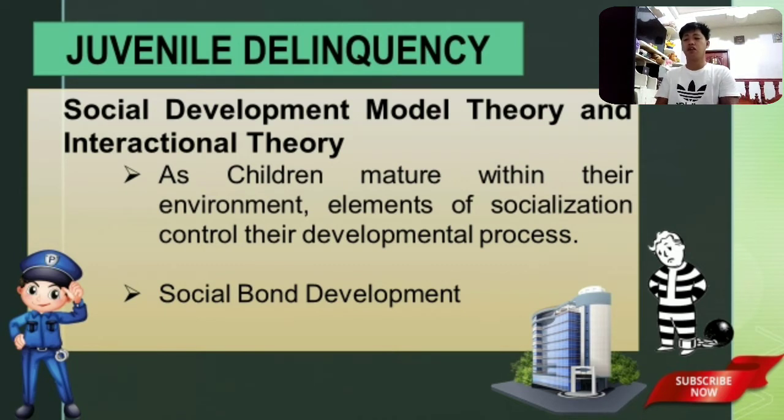So we have the social developmental model theory and interactional theory. We have the notion that as children mature within their environment, elements of socialization control their developmental process. The developmental process we want to point out here could be either positive or negative. It is the behavior they develop based on the existing factors and the experiences they encounter throughout their life, while they are developing as a person.